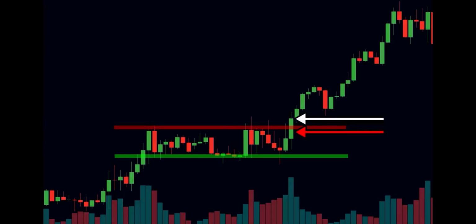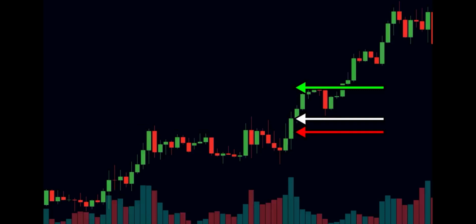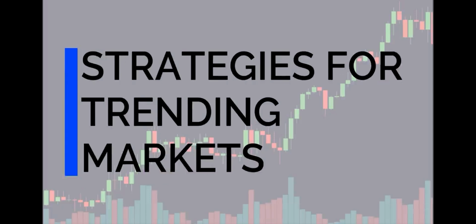We place our stop loss below the resistance level, and we place our targets at 1:1.5 risk-reward ratio. The price made a strong up move after our entry in this case. So these were trading strategies on the ranging markets. Now, let's look at the strategies for trending markets.